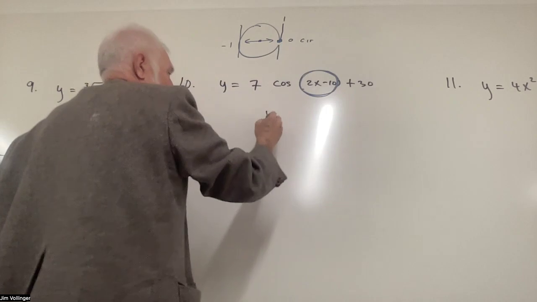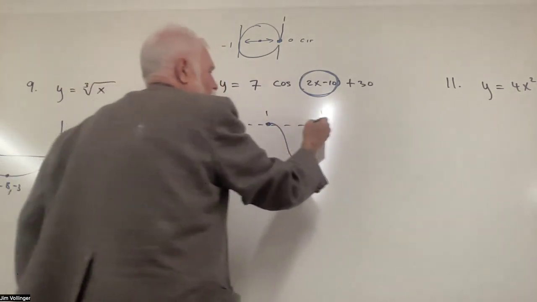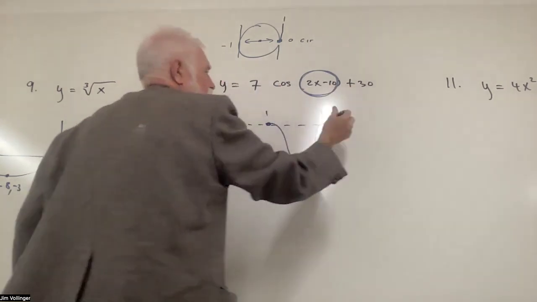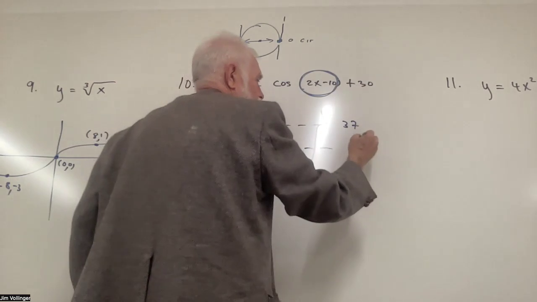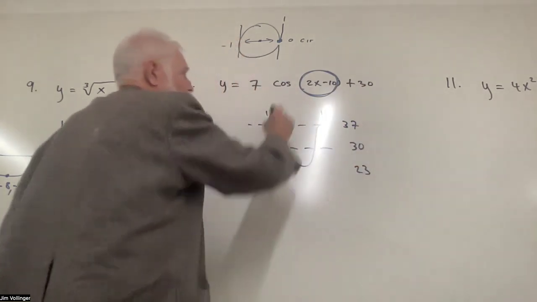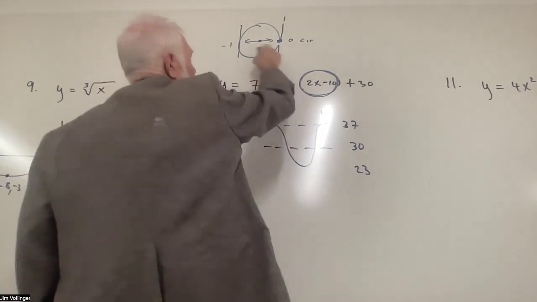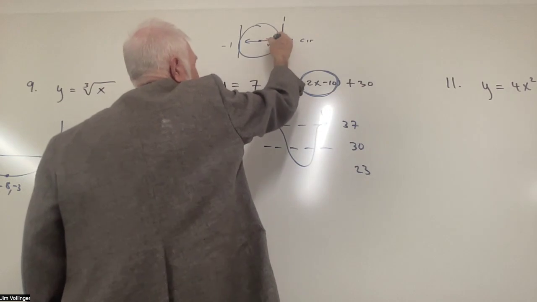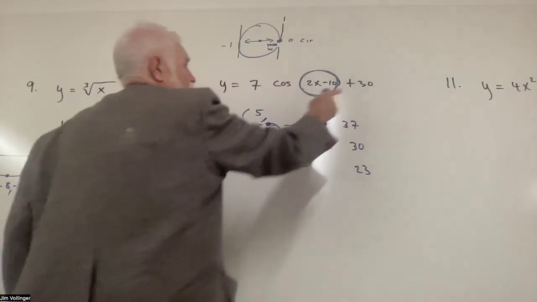Maximum width of 1. Back to 1. Let's get our range. 30 plus 7 is 37. Midline, 30. Take 7 away, 23. Okay, so what makes a 0? 5. What do I get when I'm at 0 on the circumference? A maximum, a maximum W of 1. So I'm at 37.